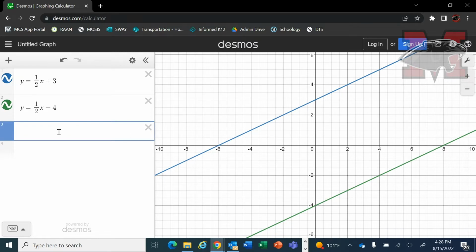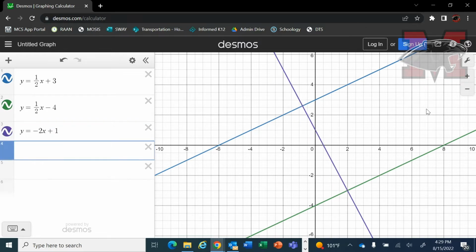And then perpendicular, I know that they have opposite reciprocals of each other. So that's going to be a -2x +1. Oh, it should be +1, not =1.